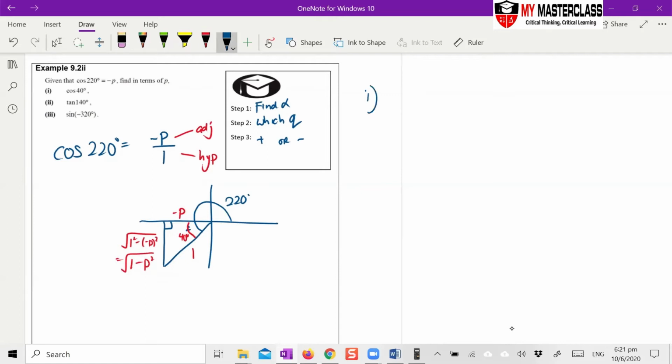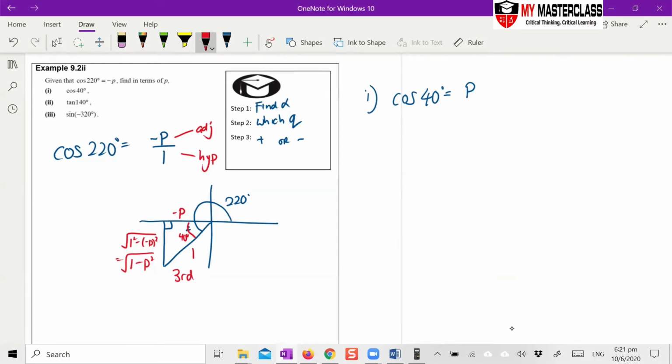Part 1. Cosine 40 degree is equal to adjacent over hypotenuse, which is just equal to p without the negative sign, because cosine 220 is negative because it is in the third quadrant. But 40 degree is an acute angle. Cosine of an acute angle is always positive. That's why the answer is just p only.